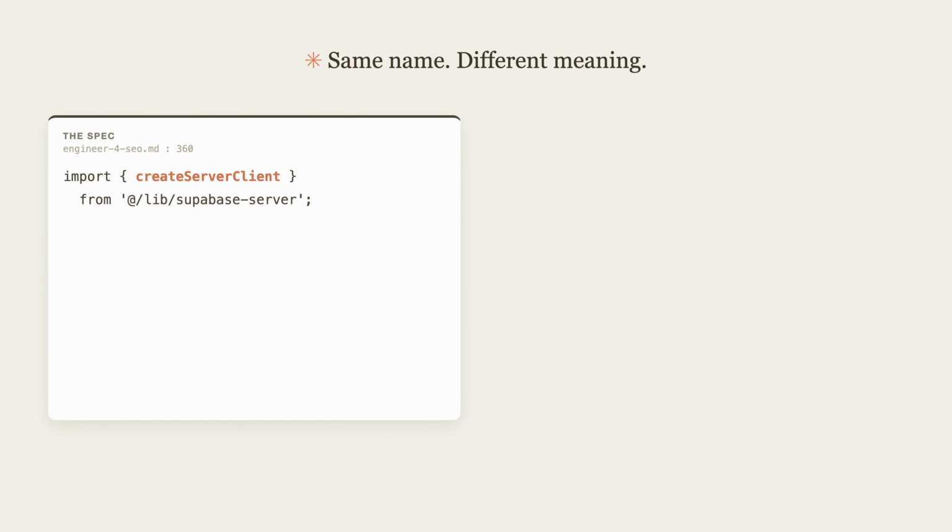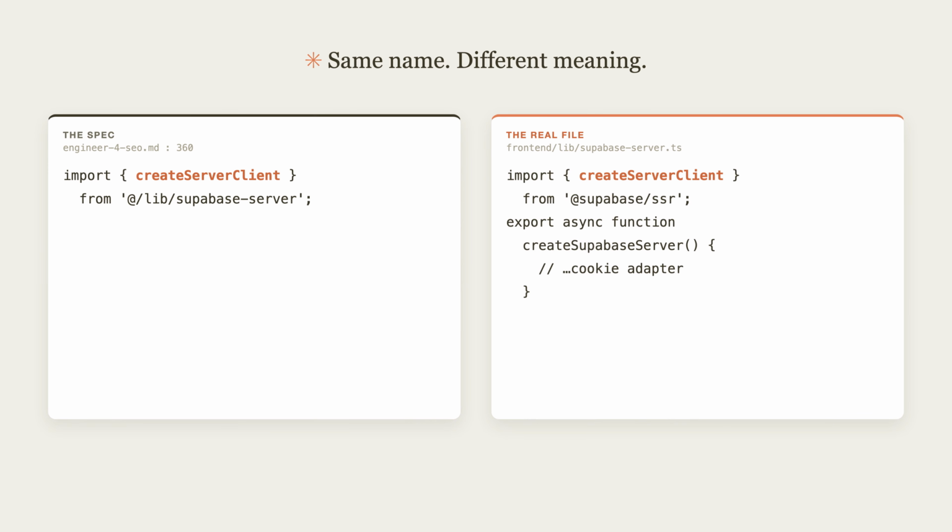Now the collision itself, both sides on screen. On the left, the Spec: import createServerClient from lib/supabase/server. On the right, the real file: that exact name, createServerClient, is already imported from supabase/ssr, the real client constructor. The codebase's own wrapper is called createSupabaseServer. Same name, 2 different meanings. Taking the Spec's name would force a duplicate or a silent drop.